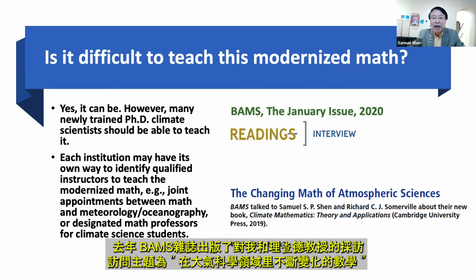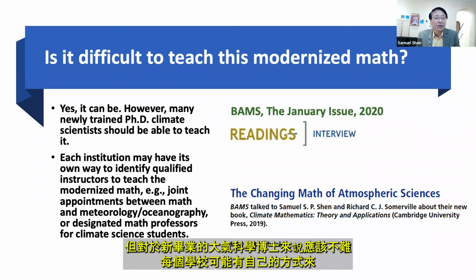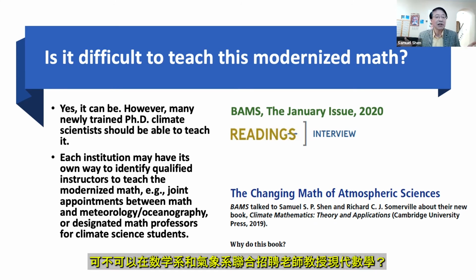Last year, BAMS published an interview with Richard and me. The title is The Changing Math of Atmospheric Sciences. It may be difficult for traditional faculty to teach this modernized math, but it should be easy for a newly trained PhD in climate science. While each institution may have its own way to identify qualified instructors to teach the modernized math, how about a joint appointment between math and meteorology? How about having a designated math professor for climate science students?